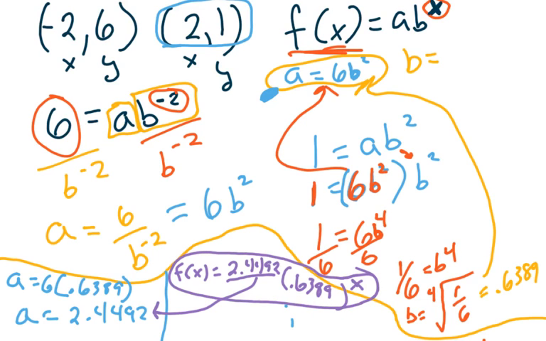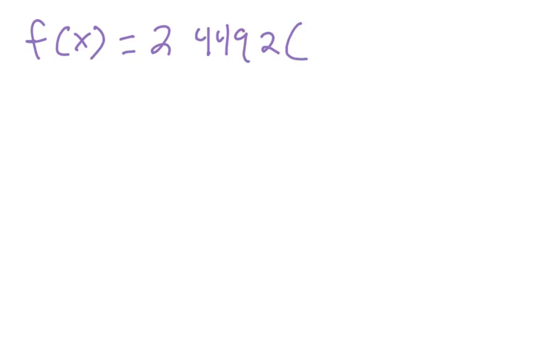All right, so let me give you another sheet. I can't write it like that. So we got f of x equal to 2.4492 times 0.6389 raised to the x power. All right. Hopefully you got that. Questions or concerns, let me know.